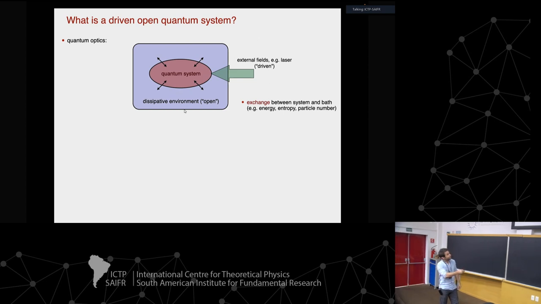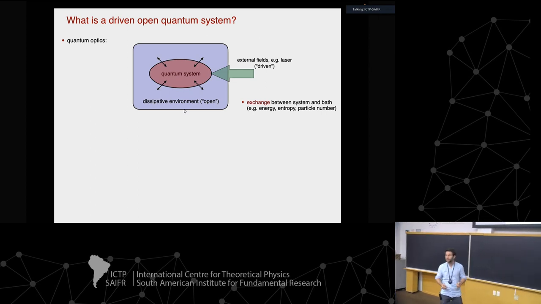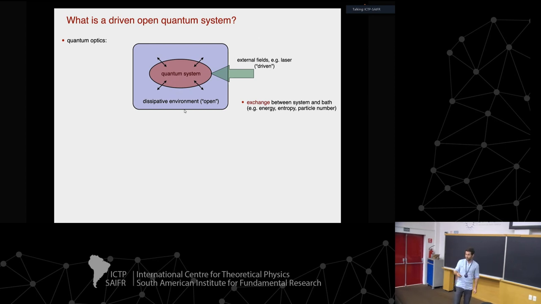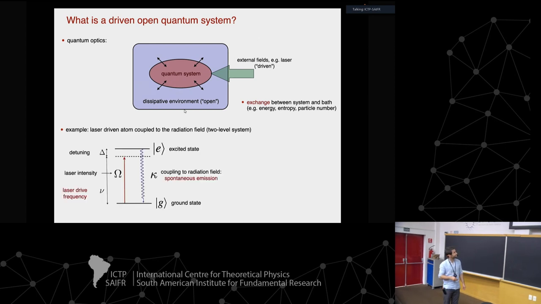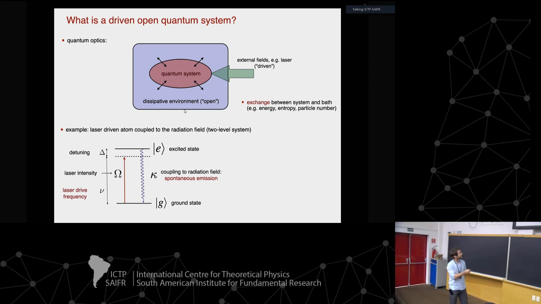The special feature we're dealing with here, and that is what will take the system really away from thermal equilibrium, is the fact that it's driven. And that could be, for example, done by a laser. And indeed, here is our unit cell for a driven open quantum system that was also discussed by Hannes.